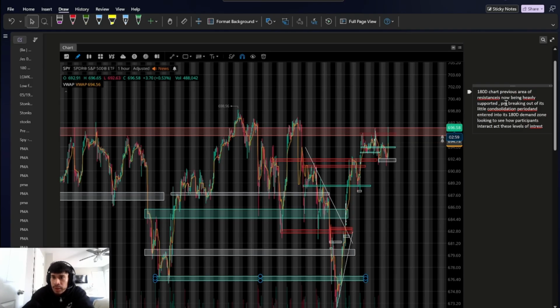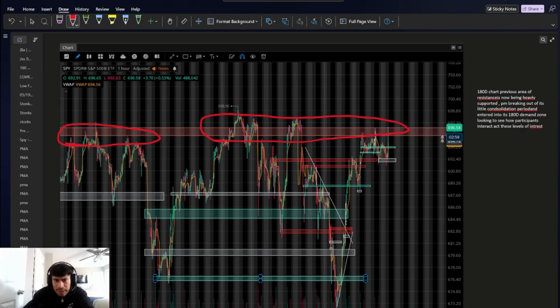Pre-market breaking out of its little consolidation period and entered in its 180 demand zone, looking to see how participants interact at these levels of interest. So pretty much, what I've been noting the last couple of days is that has been our area of demand, right? An area where demand exceeds supply.